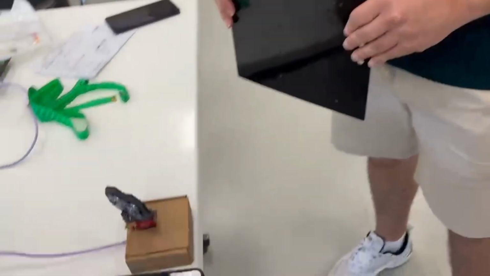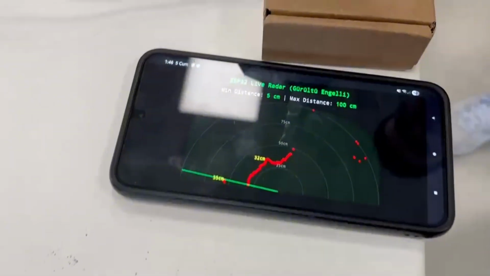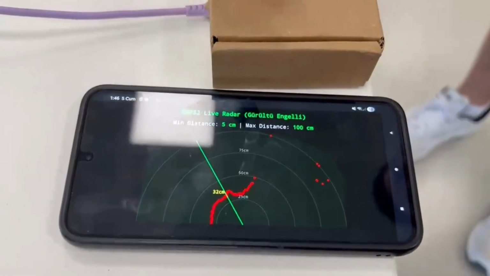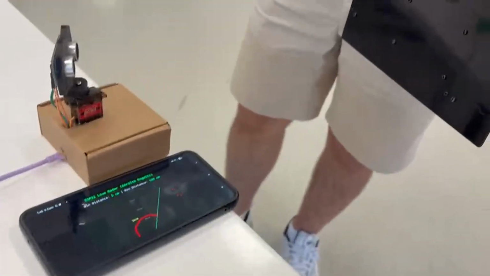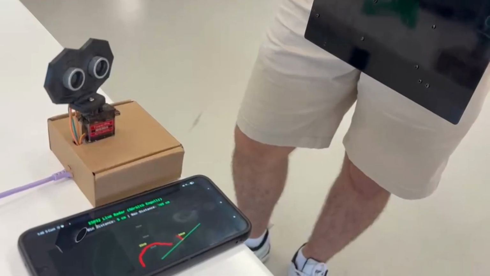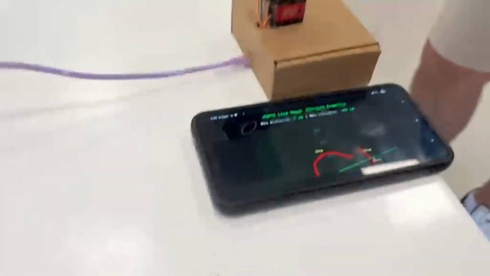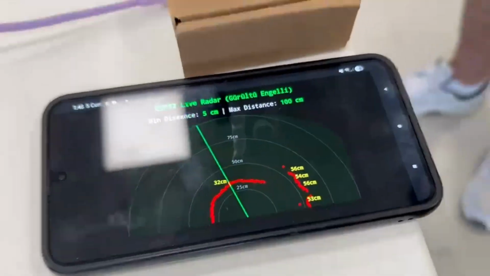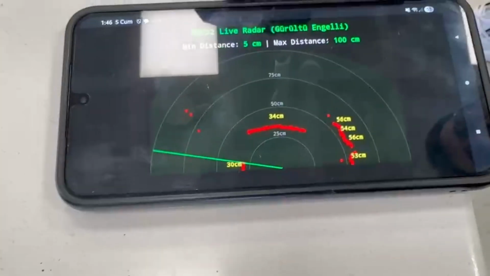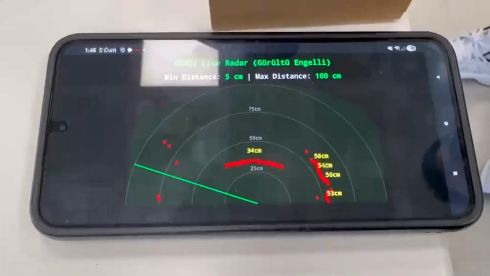Okay, we have the object here, so we will see the result. It turns circularly, and the picture seems correct. It's measuring with high accuracy. This distance is bigger than the previous one, so yes, as you can see here, the distance is here.